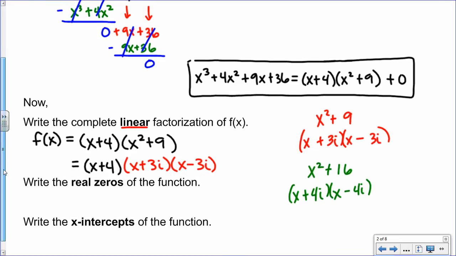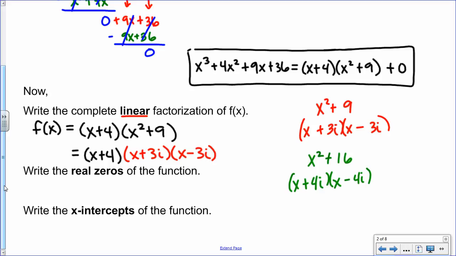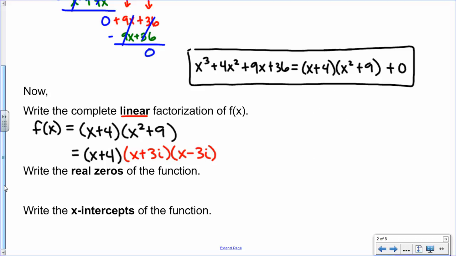All right, so then our next step is to write the real zeros of the function. So the zeros are where we would set it equal to 0 and solve. So these are the factors here. Then the zeros would be negative 4, because we're solving, negative 3i, and positive 3i. Okay, those are just the zeros in general.